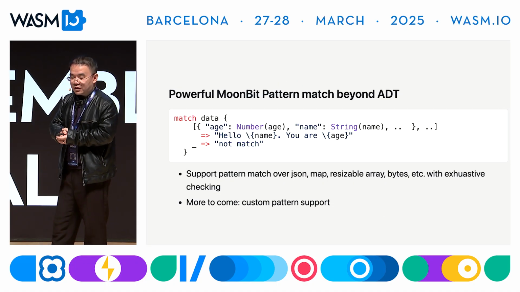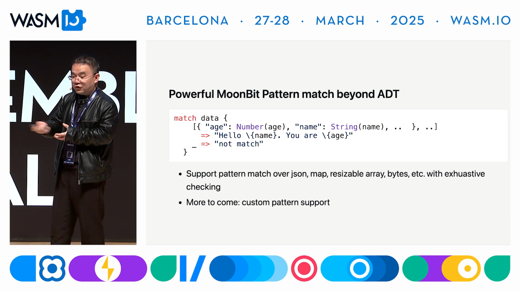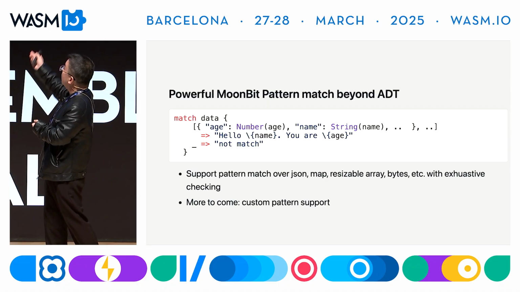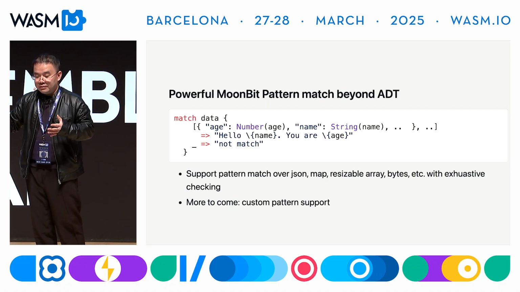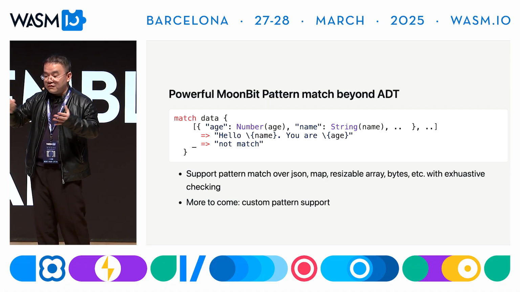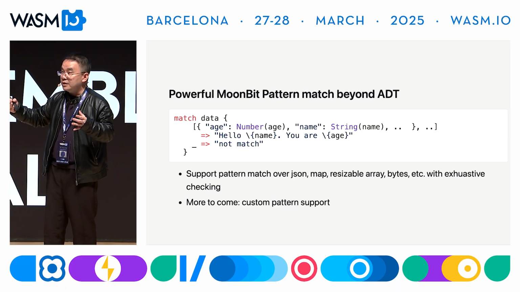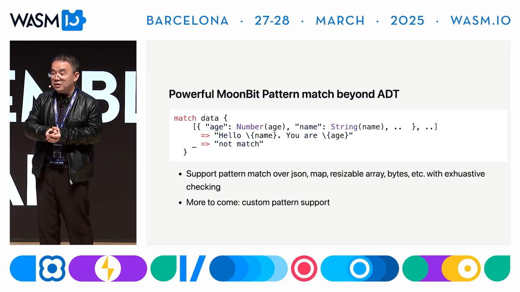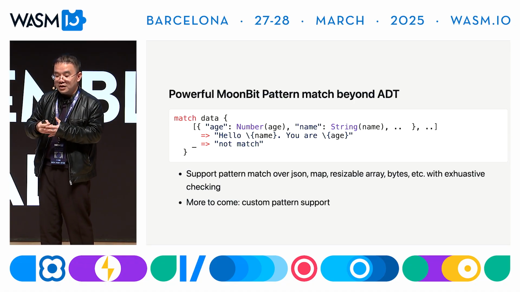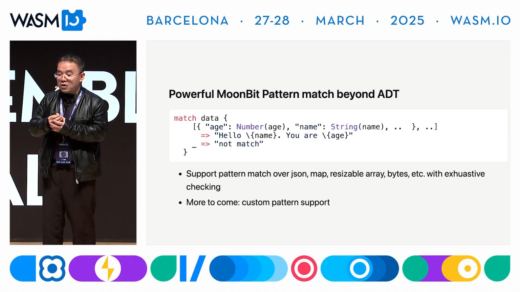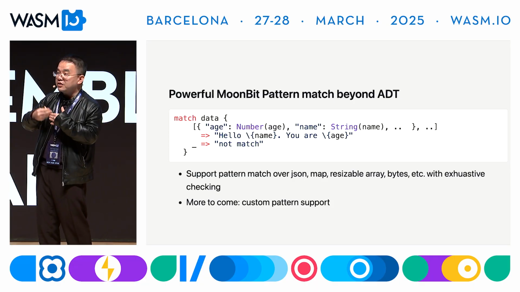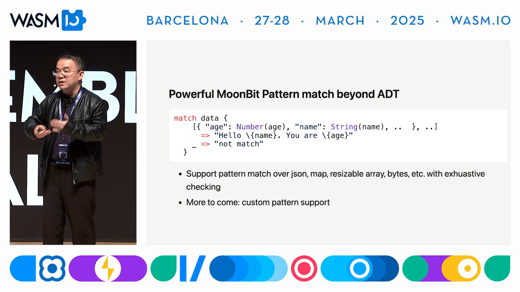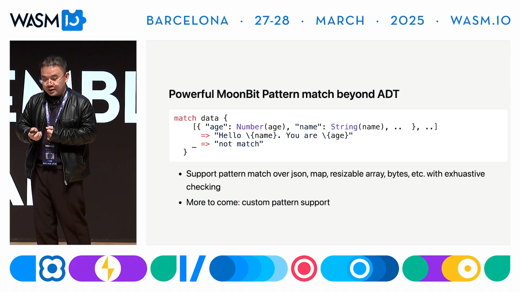So here is a very small preview of MoonBit. We support very expressive pattern matching. Here you can pattern match data with JSON, with native JSON pattern match support, and arrays and bytes. Also, the pattern match of the JSON is static, meaning it supports exhaustive checking. And we are also going to add more custom pattern support, similar to active view patterns in F#, if you know the F# programming language.